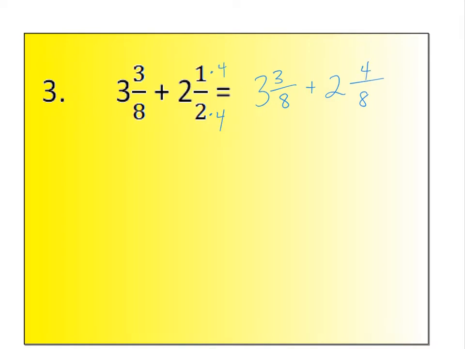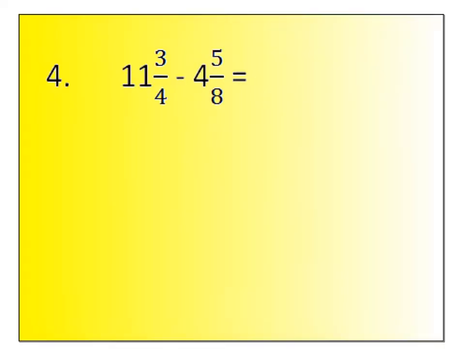Now what I do is I add like terms. So the 3 plus the 2 is 5. And 3/8 plus 4/8 is 7/8. All right, one last quick fraction question. Again, even when you're subtracting two mixed numbers or fractions, you should get a common denominator.